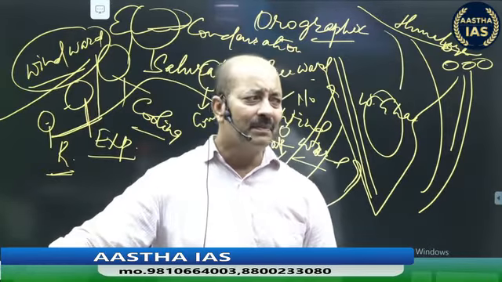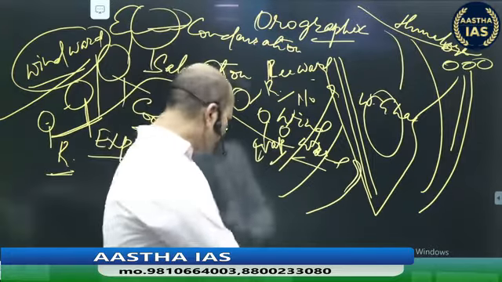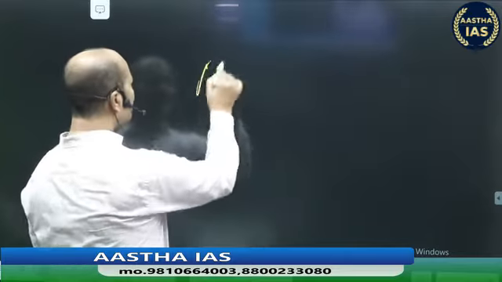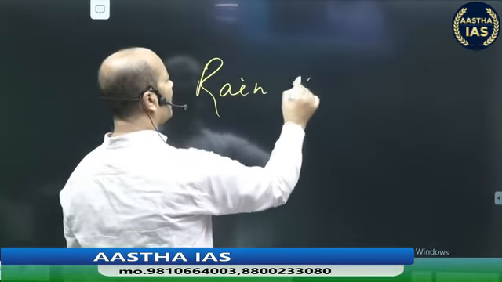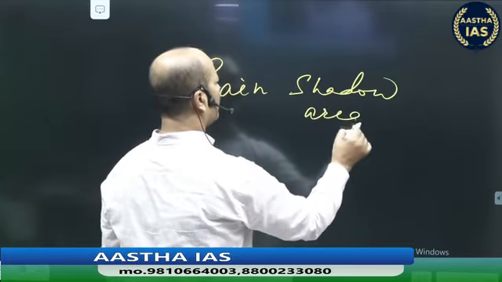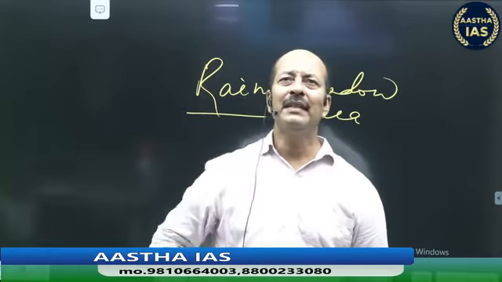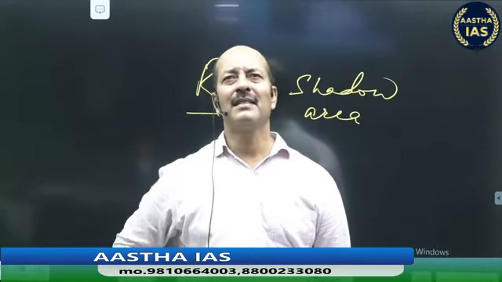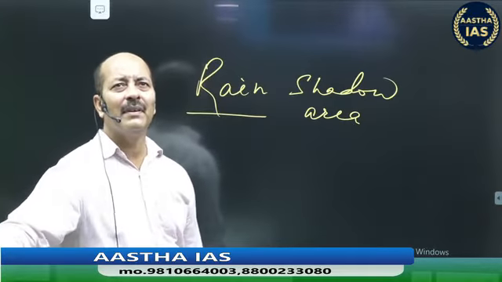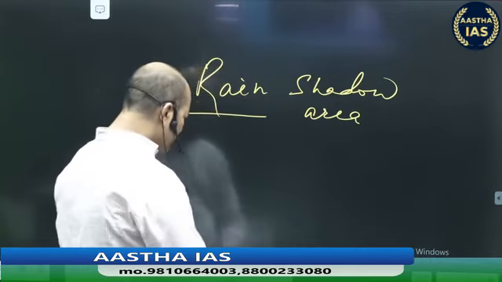Now mention here, the leeward area is also named as a rain shadow area. I have used here the term rain shadow area. Getting this one? So a leeward area is also named as a rain shadow area. So there will be low rainfall in a leeward area, a rain shadow area. Okay.